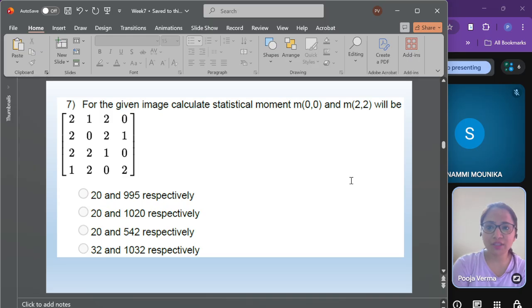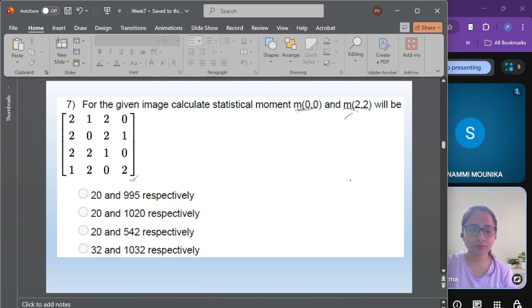So now again, next question is given. For a given image, calculate statistical moment M00 and M22. So for the given image matrix, we need to calculate the statistical moment, that is M00 and M22. Okay, so how we can find out the statistical moment? So here it is given a 4 cross 4 matrix.